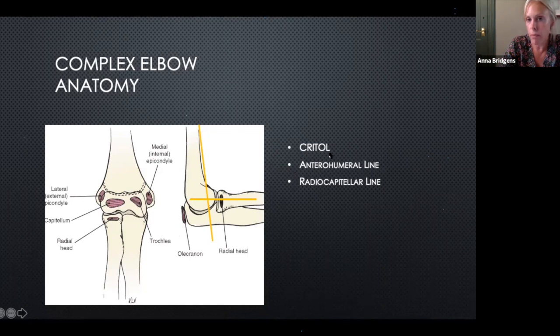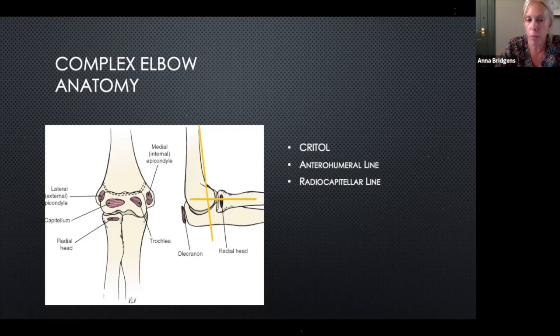I've put up a little prompt, you may have heard of it, called CRITOL, and it's basically the order of the secondary ossification centers, the bony bits that appear within the cartilage lumps around the elbow, the cartilage analogues. It's the capitellum, then the radial head, then the medial or internal epicondyle, then the trochlea, then the olecranon, and then the lateral condyle. They appear, as a rough guide, at 2 years, 4, 6, 8, 10, 12.